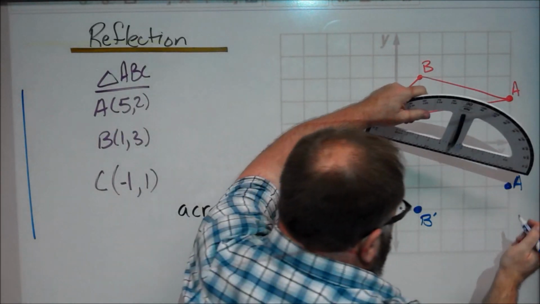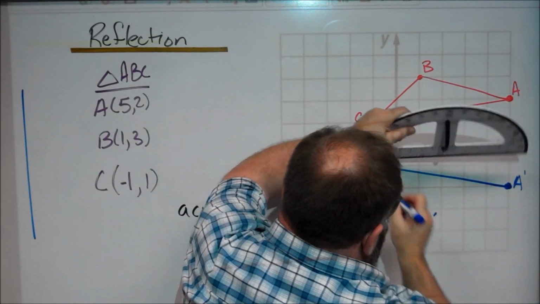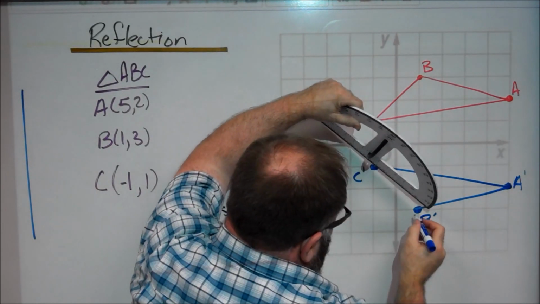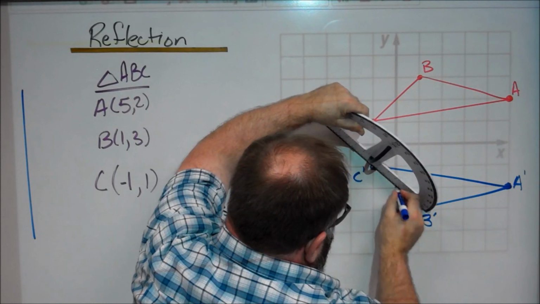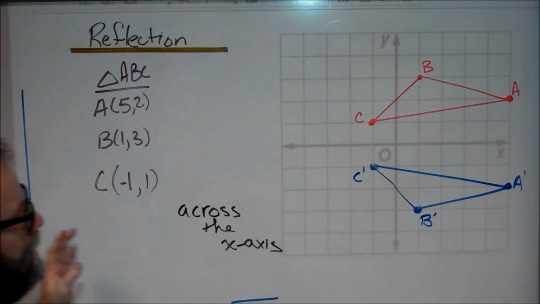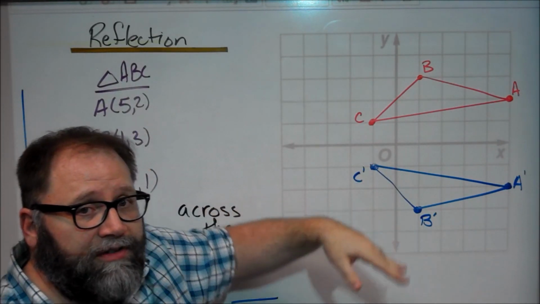So let me get my straight edge here. So I've got A to C, A to B, B to C. Had a little slip there. And we have the mirror image here, so we're reflected across the x.